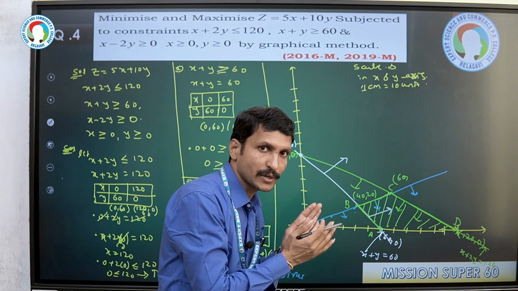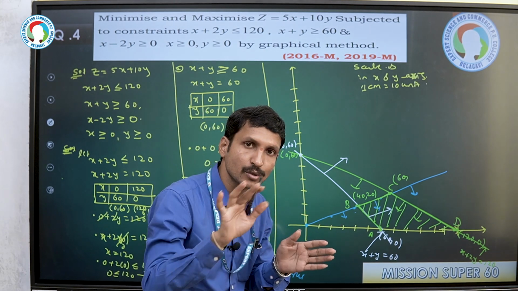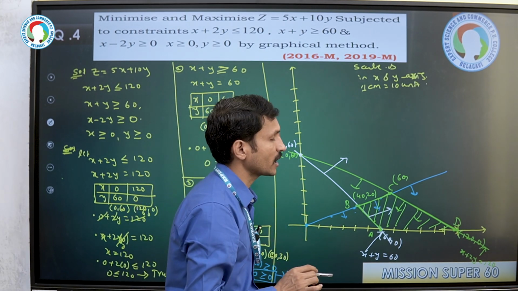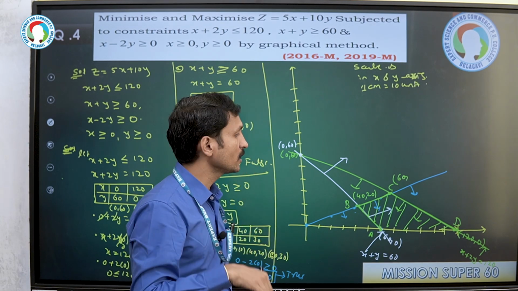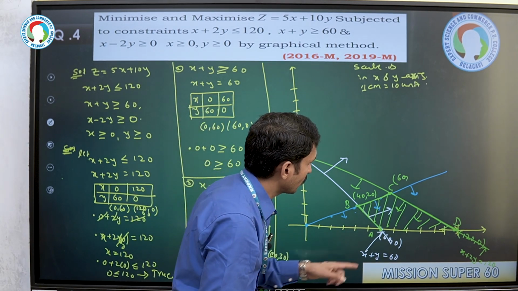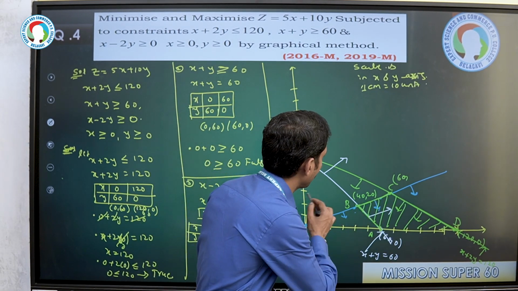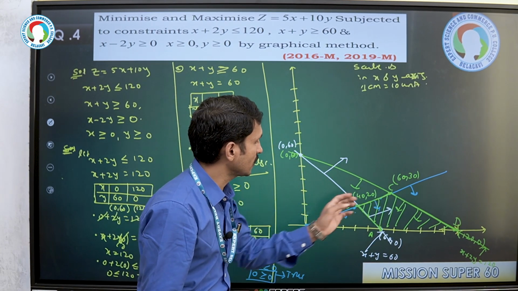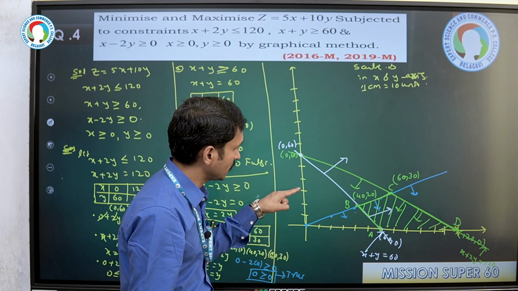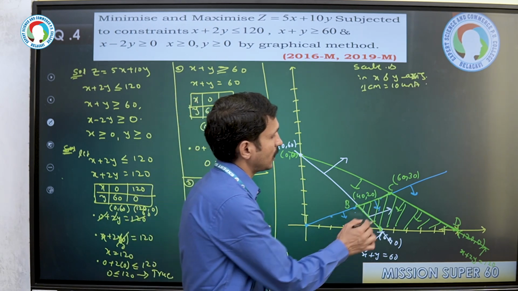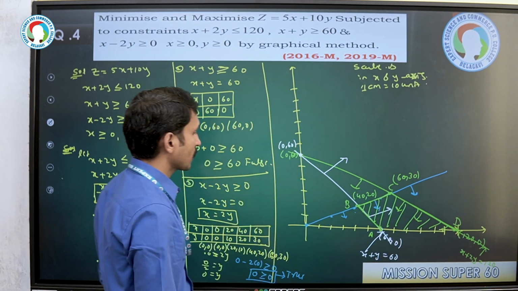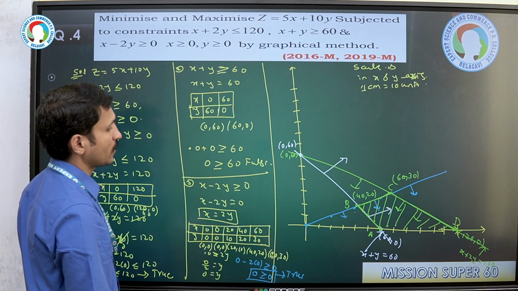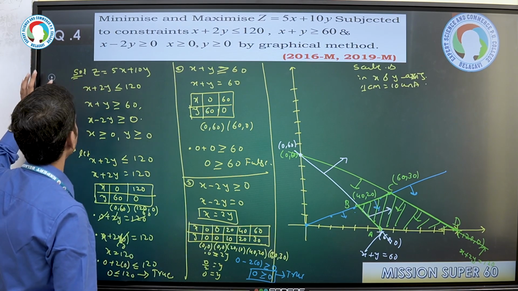When you see this video, immediately afterwards you should solve these 4 problems. If you need more problems, put it in the comment box. So this is 60 and it is 30: x is 60, y is 30. After getting this, D is there. After getting this, you want to write the corner points.